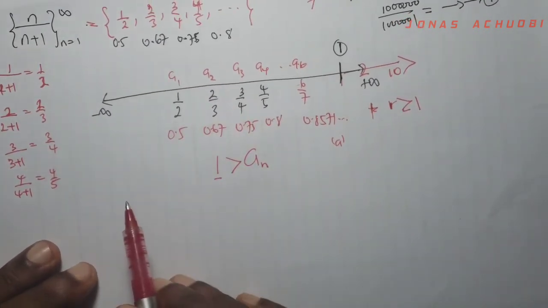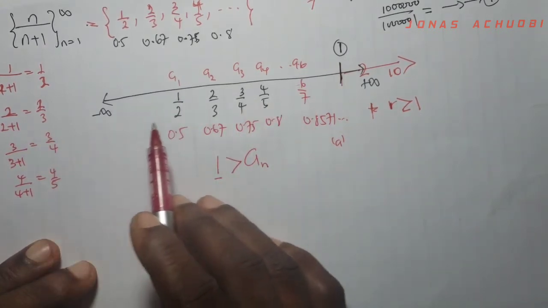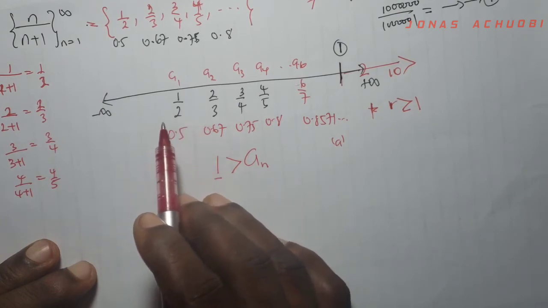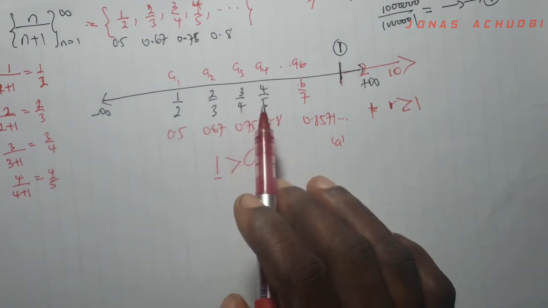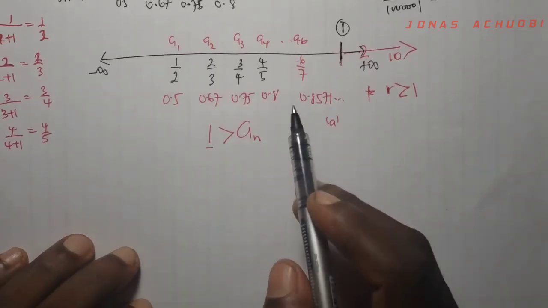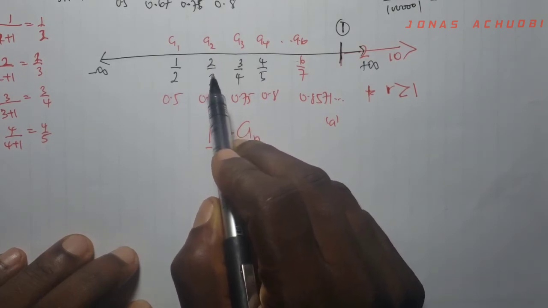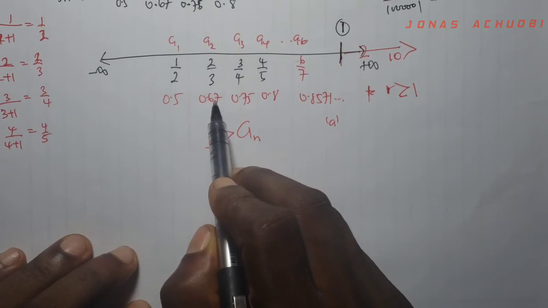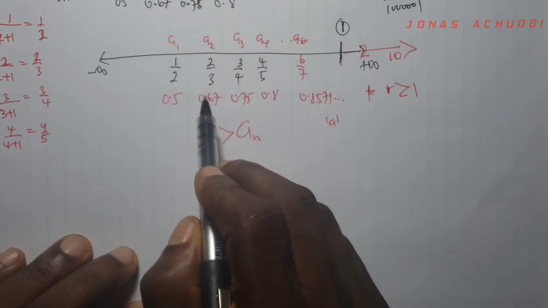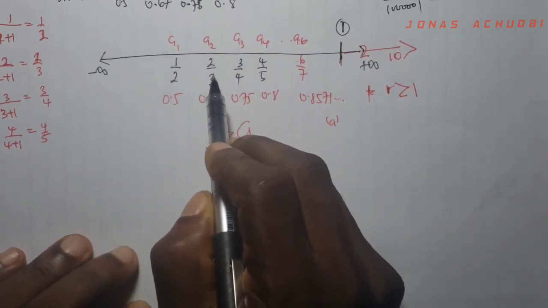Let us check. What we are asking is: is there a real number that is less than or equal to all the terms of our sequence? Let us look at the values one after another. If I claim that 2 over 3 is the lower bound of my sequence, which is 0.67, what I am saying is that 0.67 is smaller than every other term of my sequence, and that is not correct, because 0.67 is not smaller than 0.5. So 2 over 3 cannot be my lower bound.